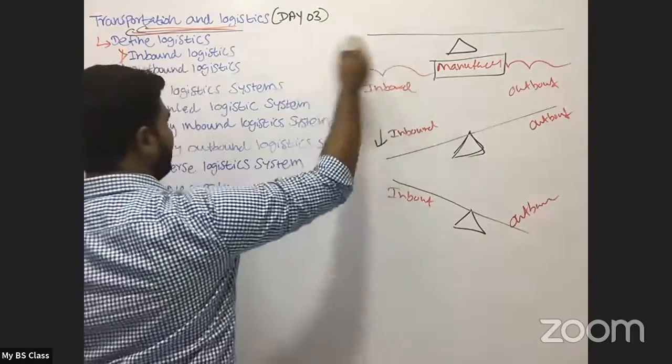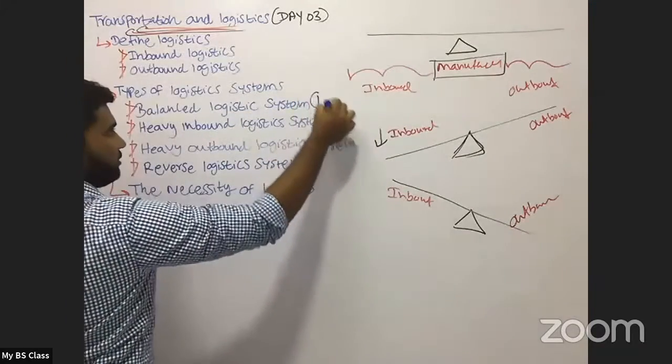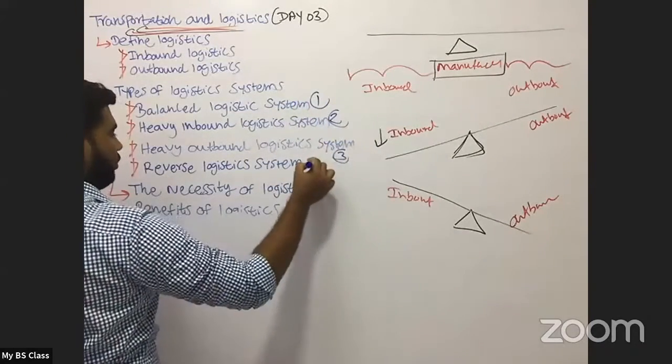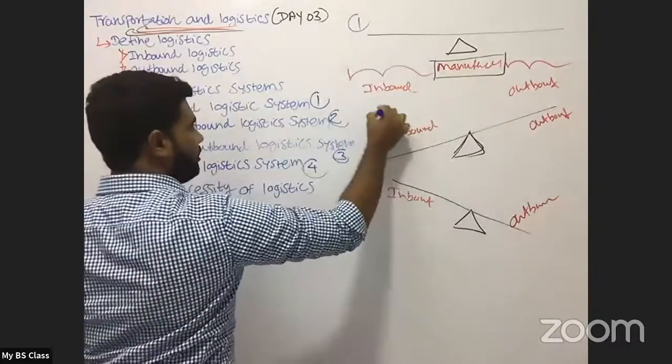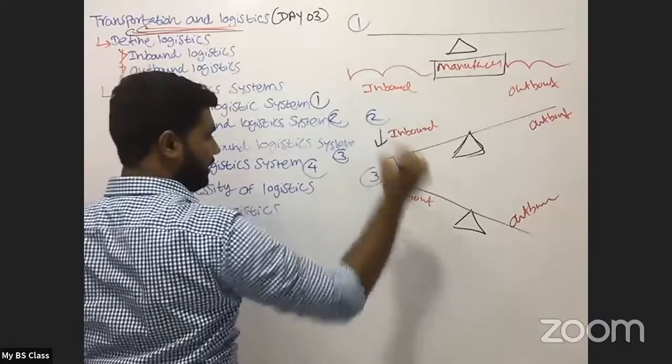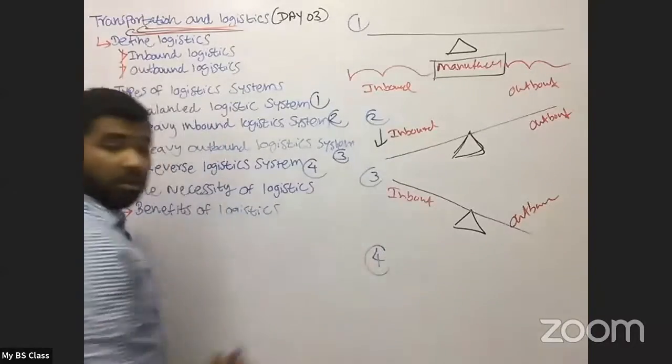If I name it, here you get the balance one. Or it's easier if I number them. So 1, 2, 3, 4. Here you got the 1, 2, 3, and here let me draw the fourth one.